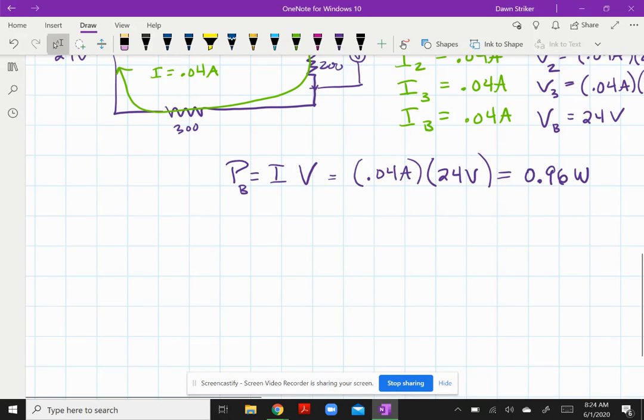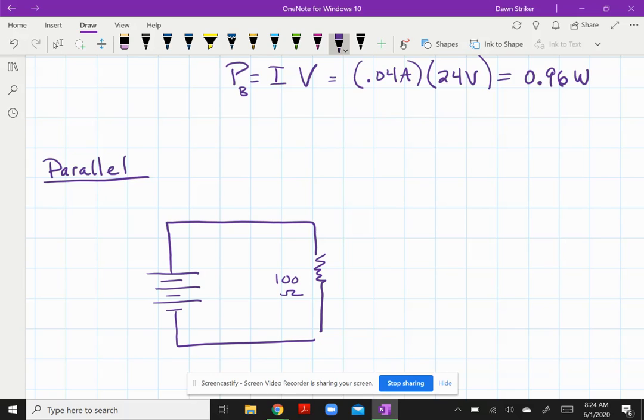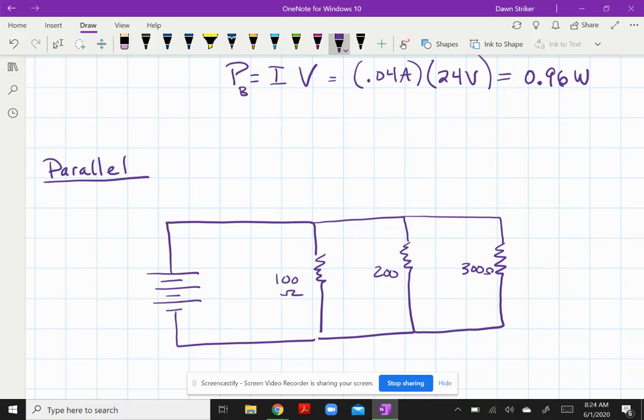So, all right, let's go on to a parallel circuit. And let's just use the same battery or the same bunch of batteries. Here's 3 of them. And I'm going to have a 100 ohm for R1, a 200 ohm for R2, and a 300 ohm for R3. R1, R2, R3. There we go. And 24 volts.